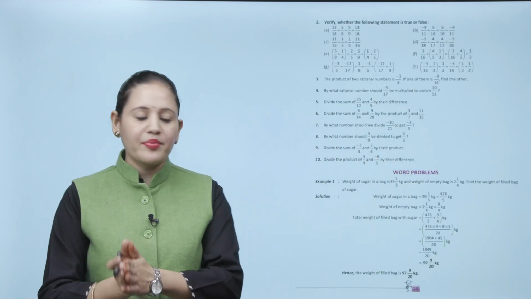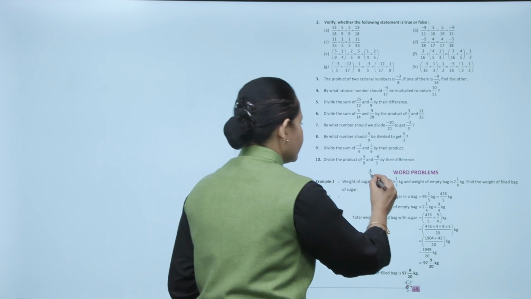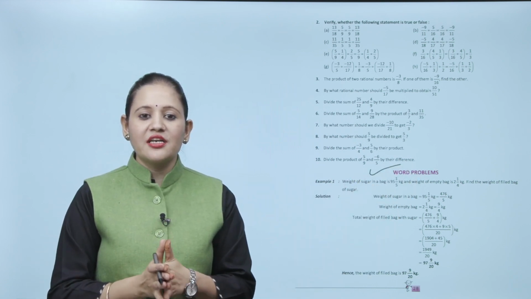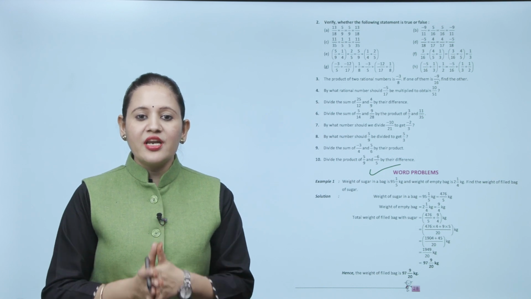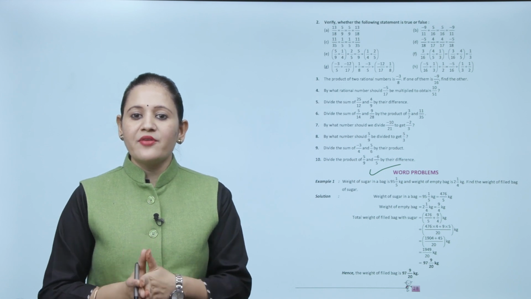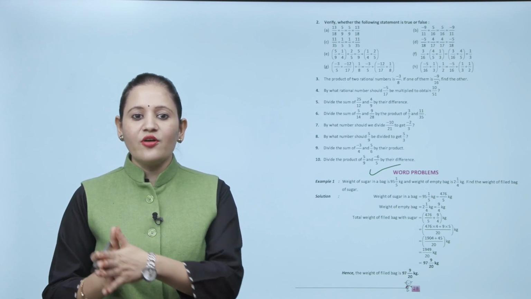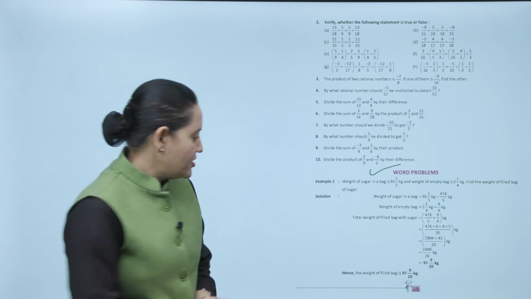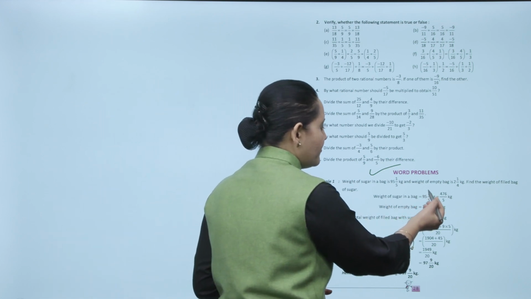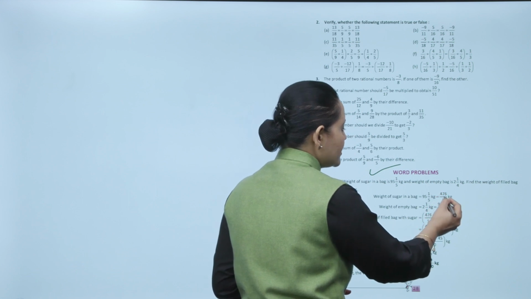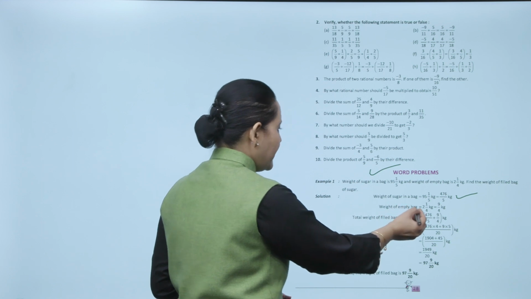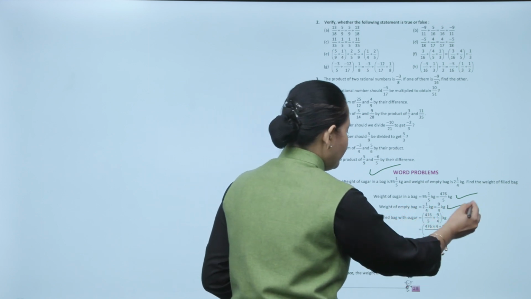Next is word problems. Example 1. Weight of the sugar in a bag is 95 1 upon 5 kg and the weight of the empty bag is 2 1 by 4 kg. Find the weight of the filled bag of sugar. So we have to find the total weight. Weight of the sugar in the bag is 95 1 by 5, that is 476 upon 5 kg, and weight of the empty bag is 9 upon 4 kg.